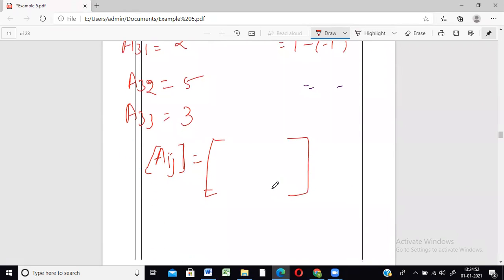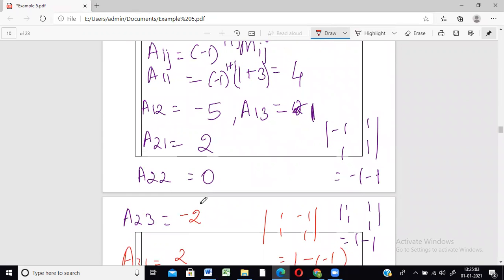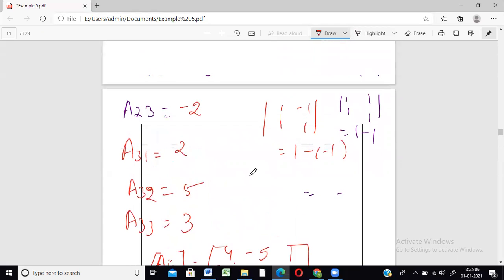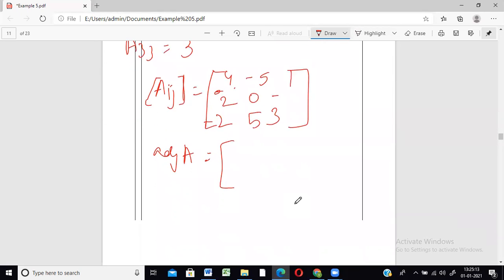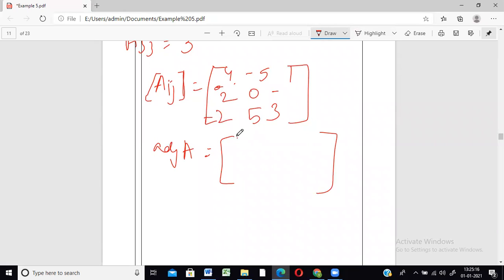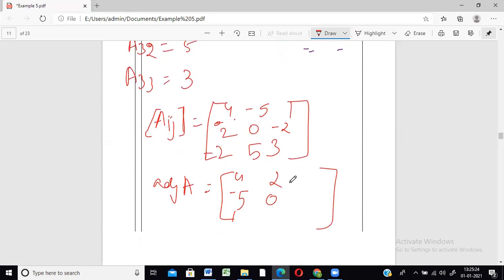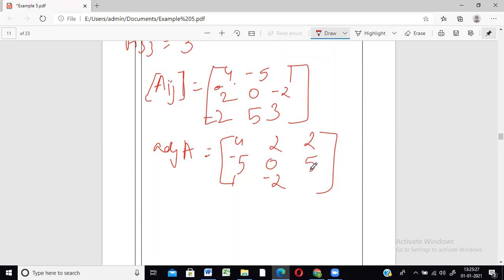4 minus 5 1, 4 minus 5 cofactor 4 minus 5 1. Next one is 2 0 minus 2, 2 0 minus 2, 2 5 3, 2 5 3. Yes. Now what will be the adjoint of A? Adjoint of A is nothing but the transpose of the cofactor matrix. 2 minus 5 1, 2 0. What was this? 2, right? Yeah. 2 minus 2, 2 5 and 3. Okay.